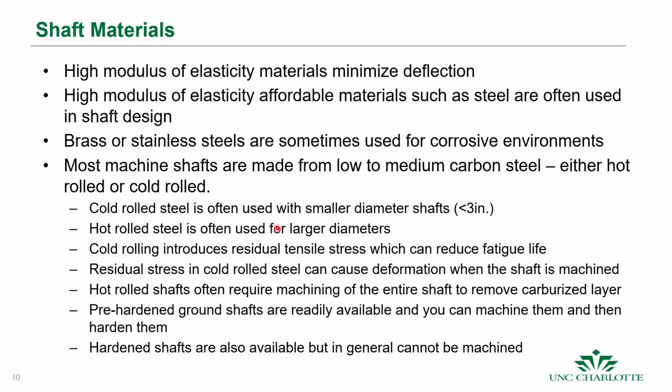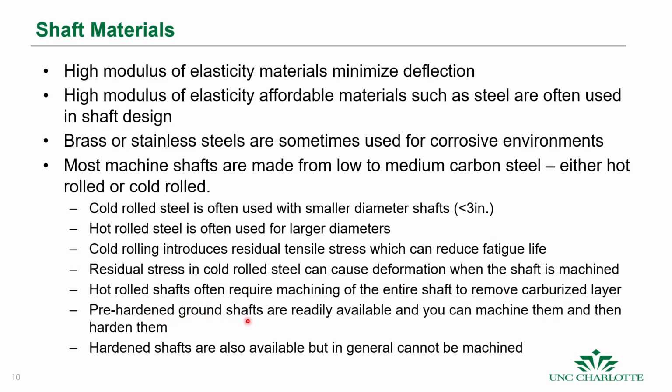When you have cold rolled steel, it introduces residual tensile stress, which can reduce the fatigue life. Not only that, but those residual stresses can cause deformation when the shaft is machined, because as you remove material, you relieve some of those stresses, and it can cause those shafts to move. Hot rolled shafts typically have a carburized layer due to the hard rolling, where we have excessive carbon in the outer layer, which makes it harder, and that outer material usually has to be removed to get rid of that layer.